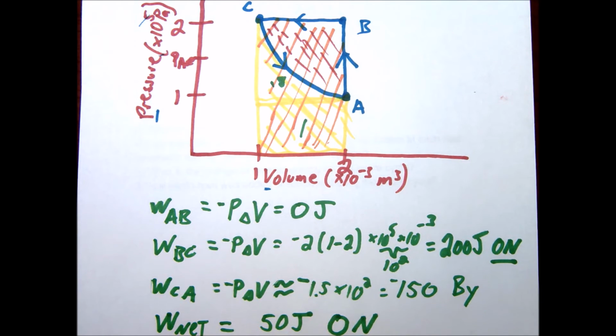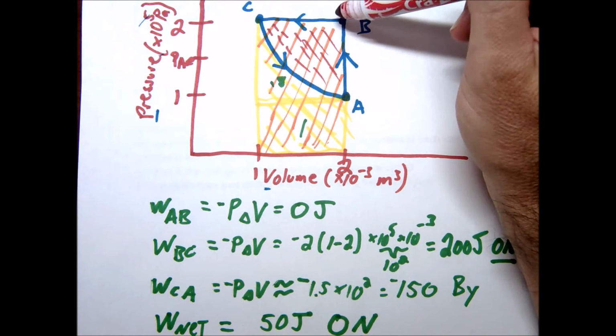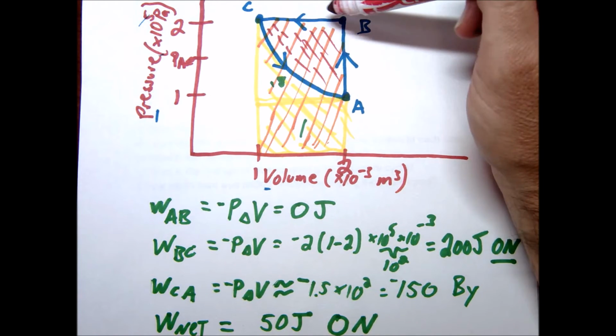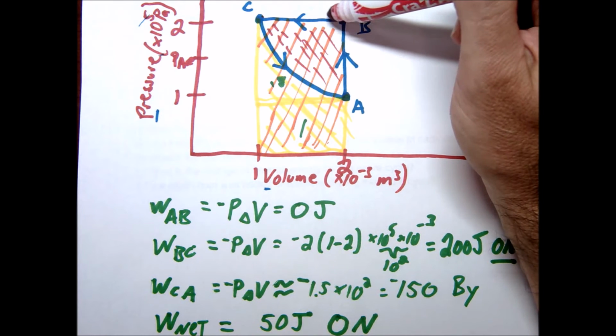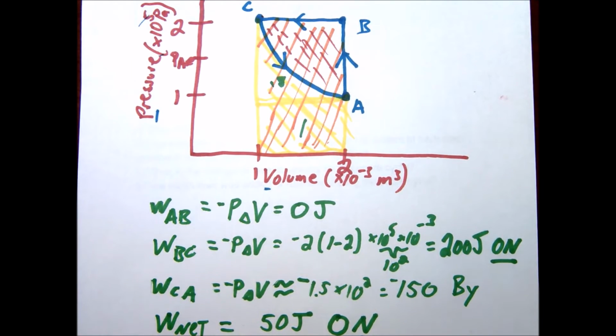To figure out if it's on or by, you just look at, well, what's the dominating factor? What's the one up above? So B to C is the dominating factor, and again, our volume's decreasing, therefore work is being done on the system. So the next question is asking, what is the change in the internal energy of the system?